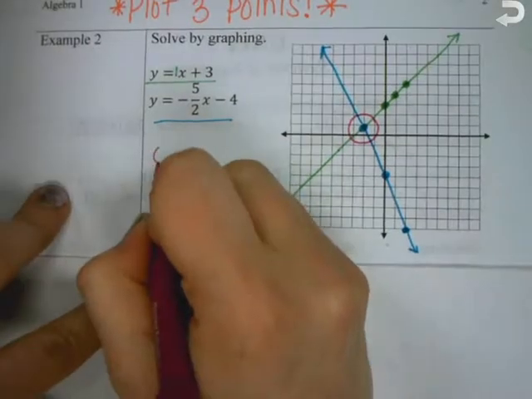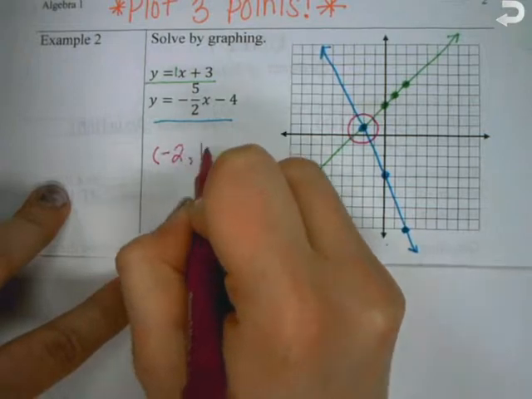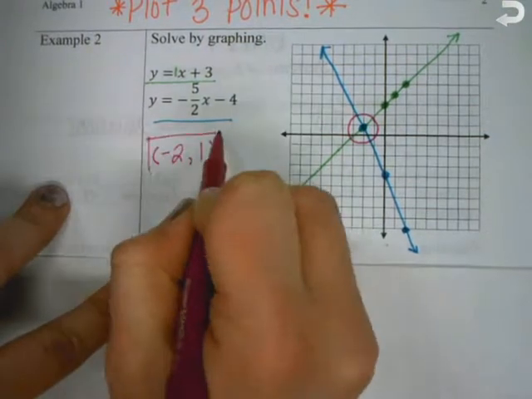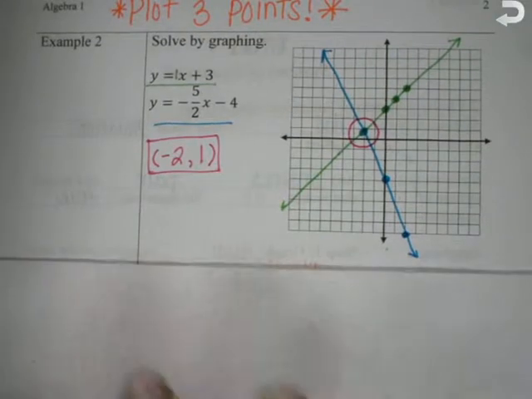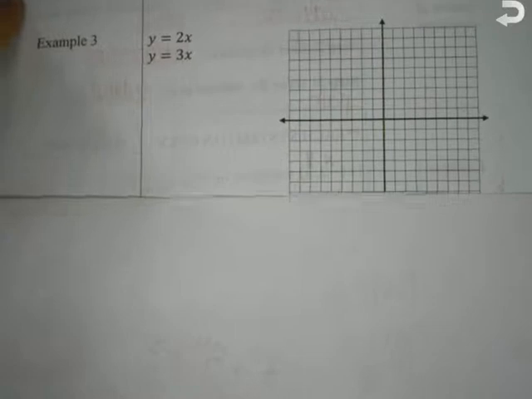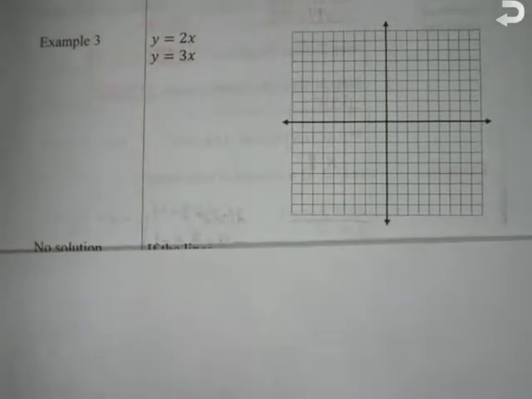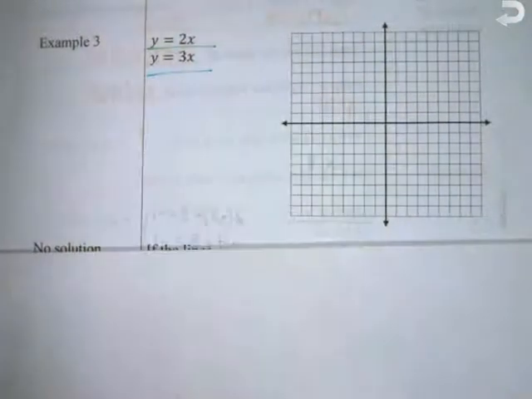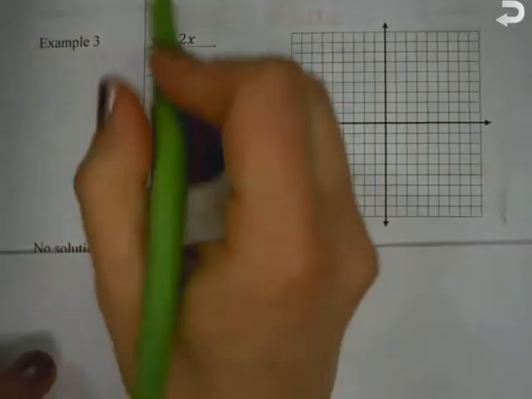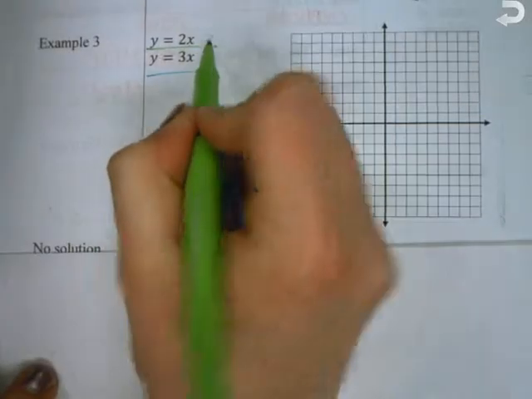So I want you to do example 3 by yourself. It's not as tricky as it looks. I have y equals 2x as my first one, and y equals 3x as my second one. What's the y-intercept of the green one? Well, if it was a 1, I would say plus 1, right? It's not there, so it's 0. So write in plus 0 if you want to.